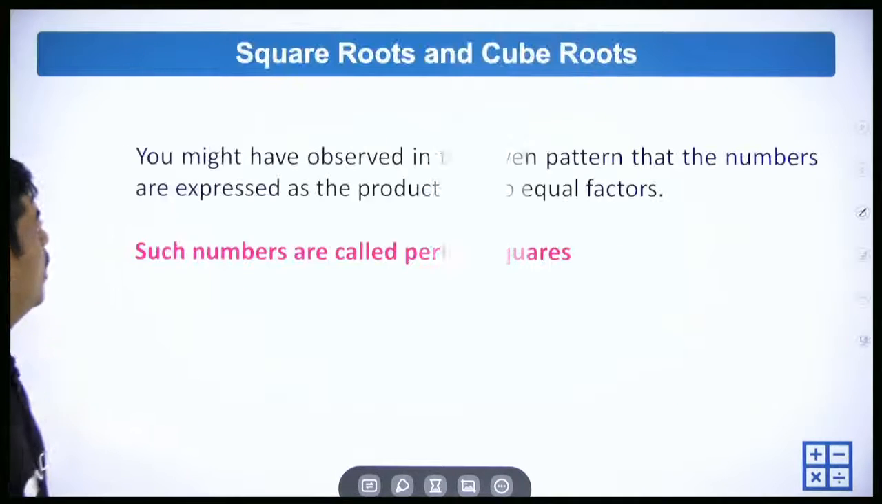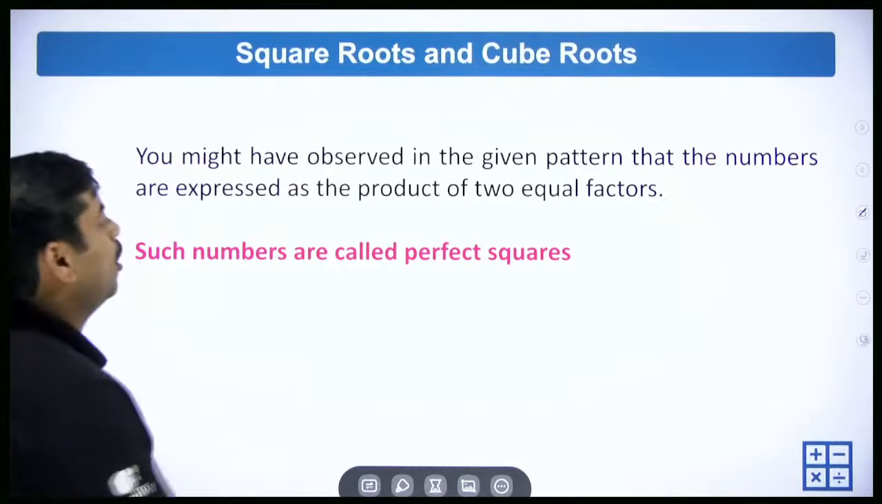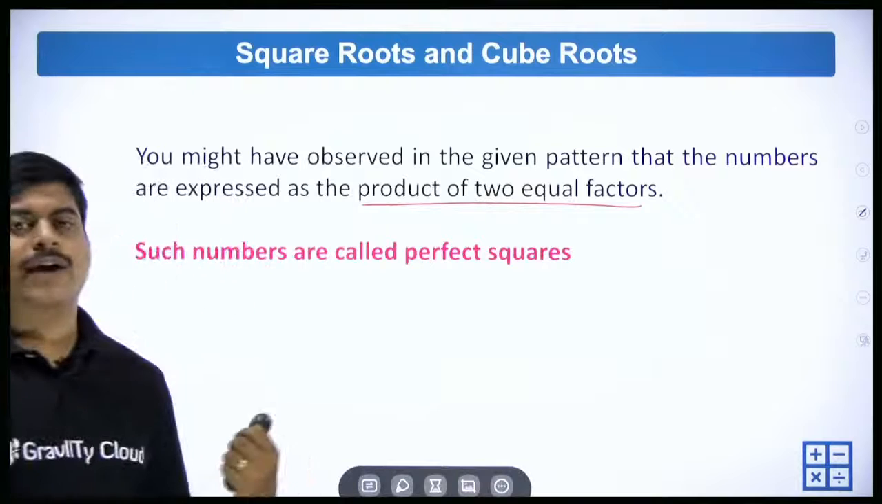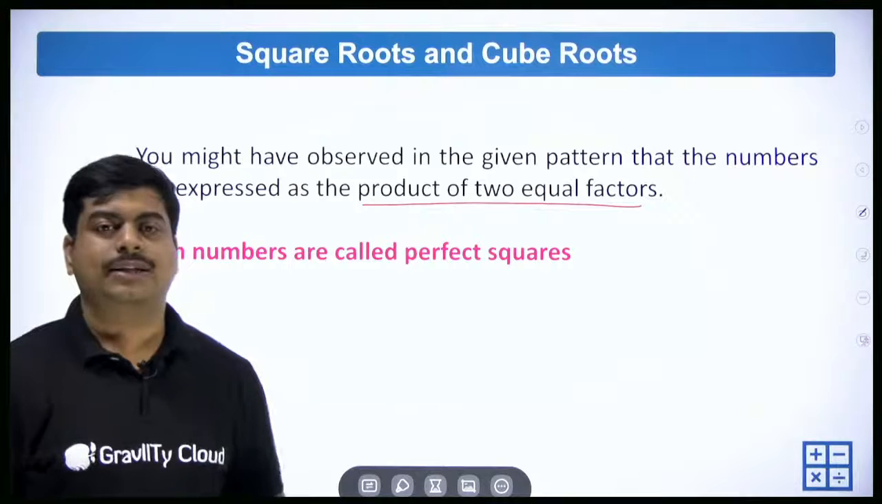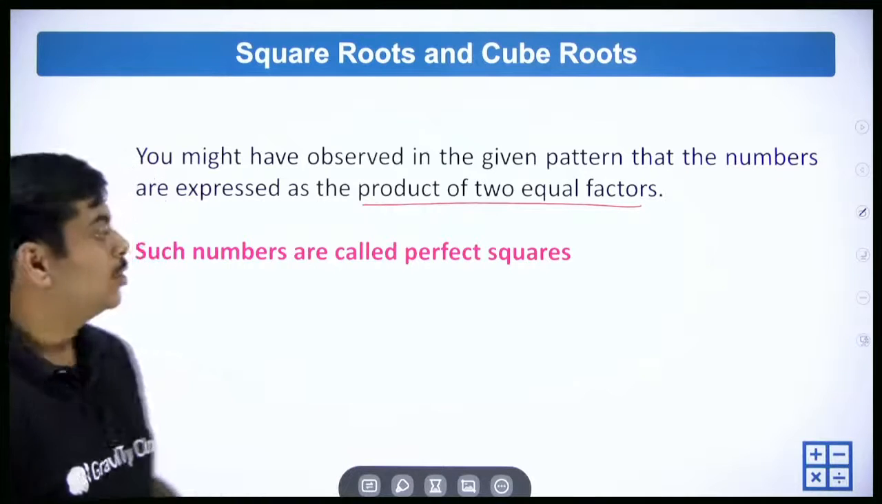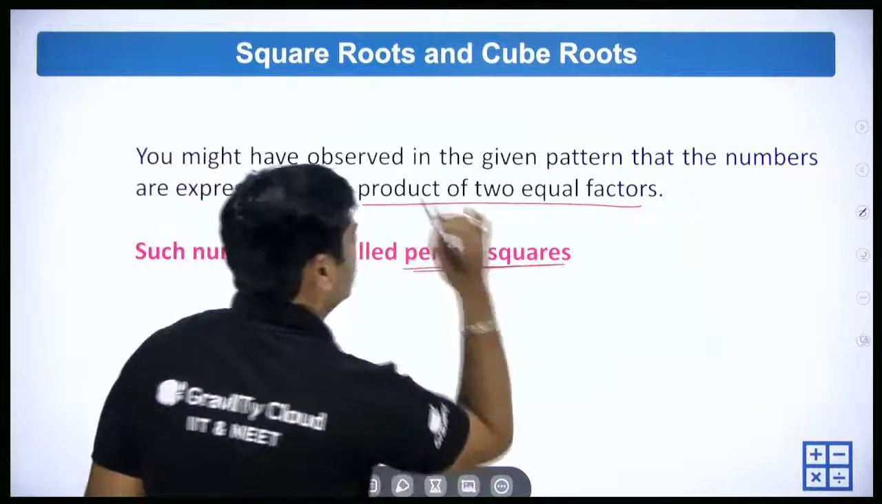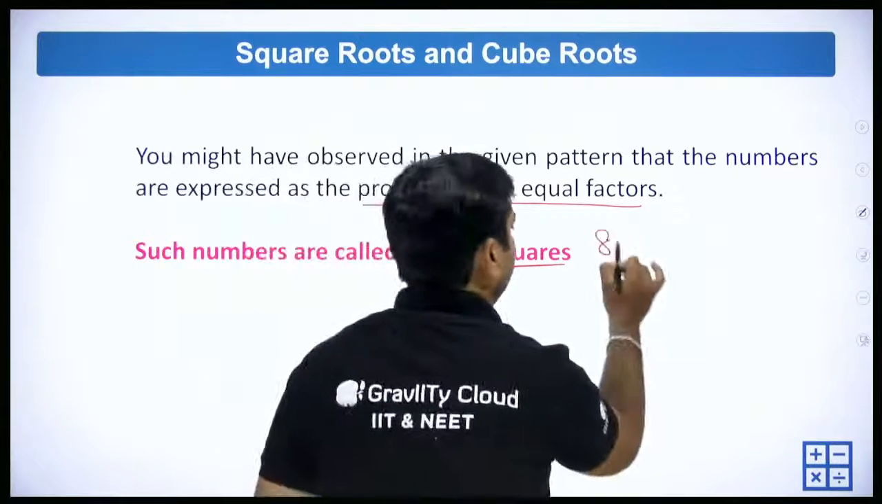The next thing we're going to learn about: you might have observed in the given pattern, the numbers are expressed as a product of 2 equal factors. 100 we express as 10 into 10. 81 is 9 into 9. 64 is 8 into 8, right? Such numbers are called perfect squares. So now tell me, is 81 a perfect square?